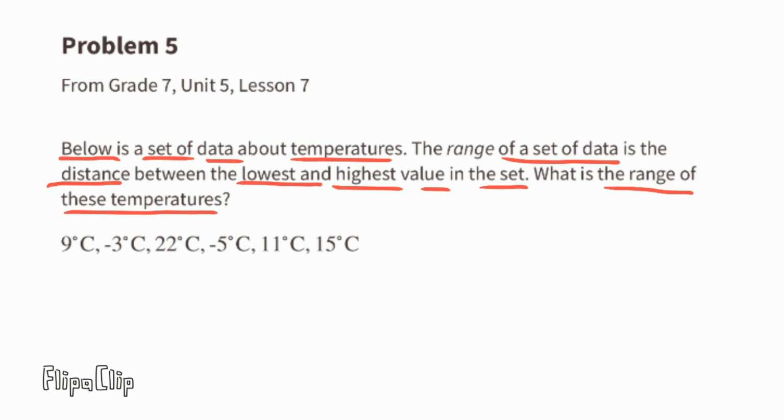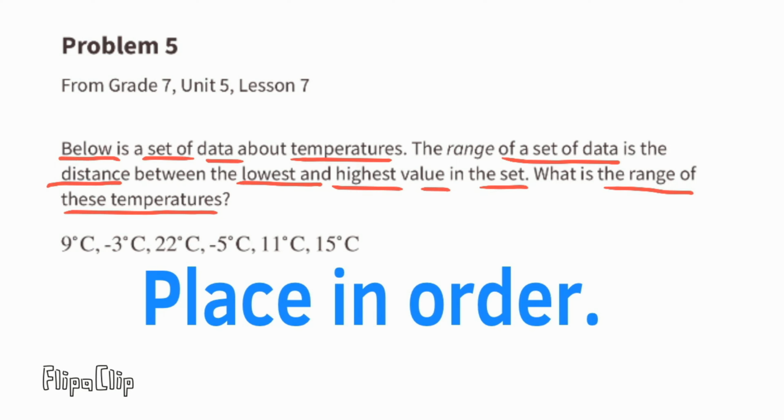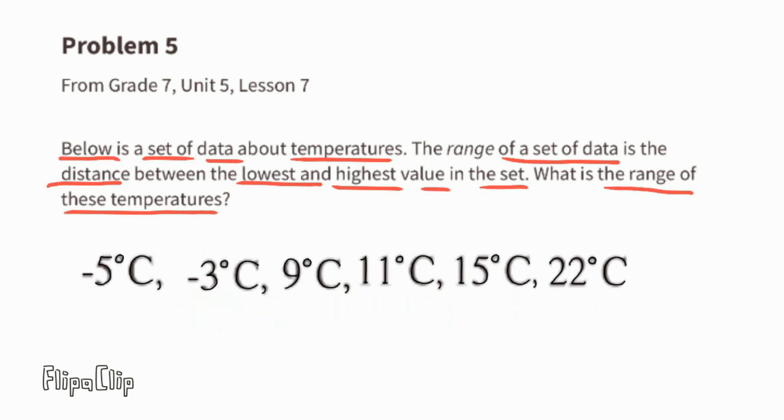Problem number 5 from 7th grade Unit 5, Lesson 7. Below is a set of data about temperatures. The range of a set of data is the distance between the lowest and the highest value in the set. What is the range of these temperatures? First, we need to put these temperatures in order from least to greatest. Now I can easily see that it ranges from -5 to +22.